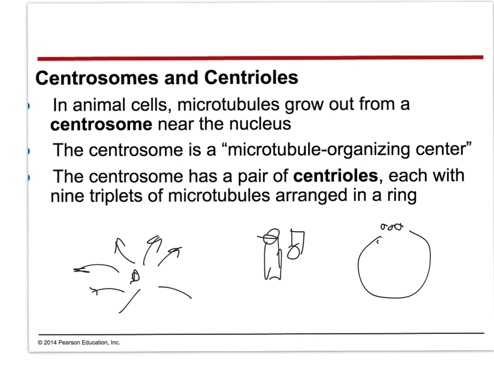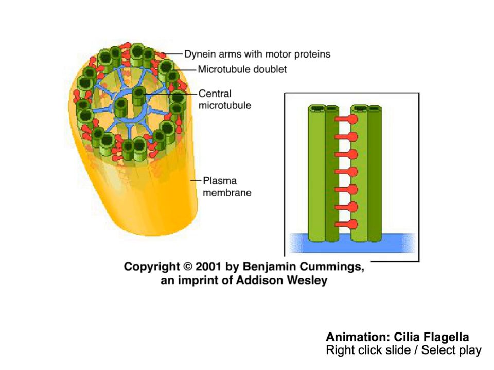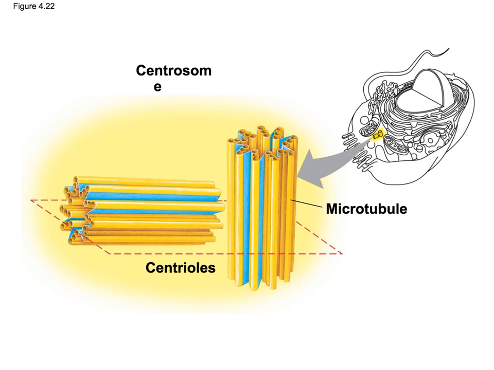What does it look like? It looks like this. Here are your 9 triplets. You're actually also seeing the plasma membrane portion of a microtubule doublet. This is cilia and flagella, we'll talk about them in a second. Here's your 9 triplets in the centrioles: 1, 2, 3, 4, 5, 6, 7, 8, 9.